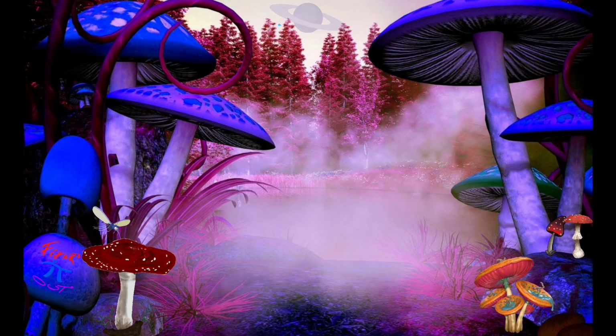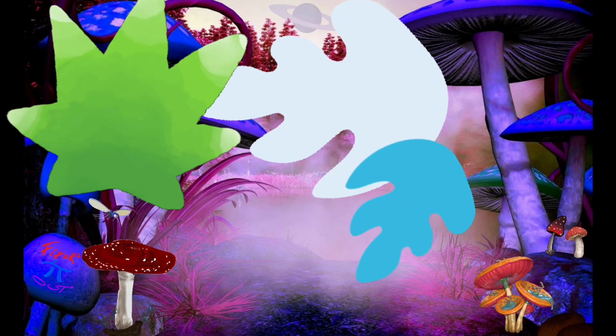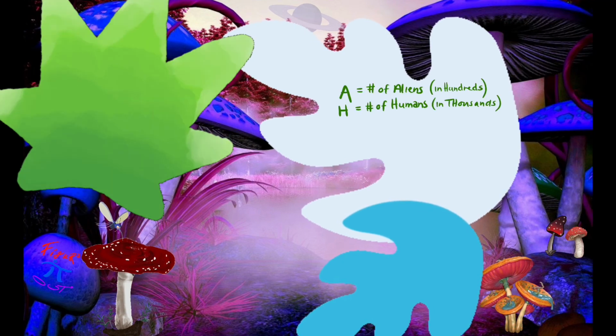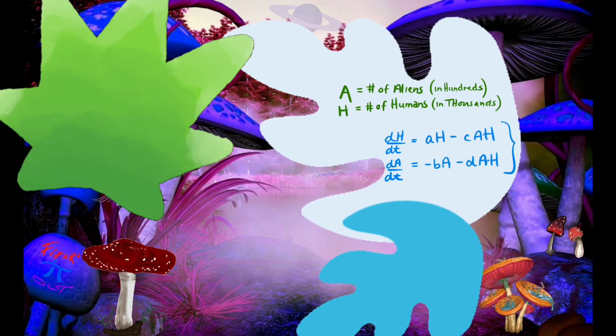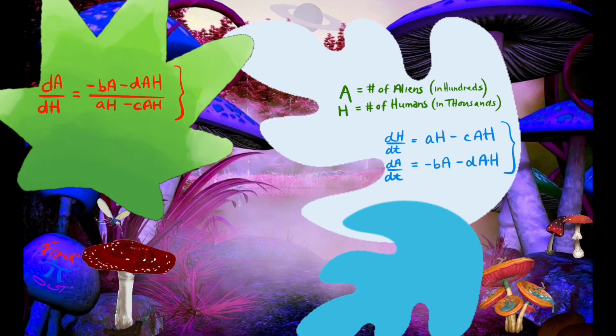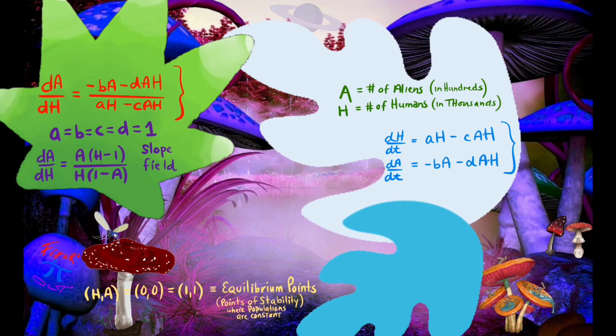Let's summarize what we talked about today. So the aliens and humans, in populations of hundreds and thousands respectively, we set up a system of differential equations, making some assumptions. And then we looked at what the coefficients or the proportionality constants were, and we assumed them to be 1 to make our ideal case.